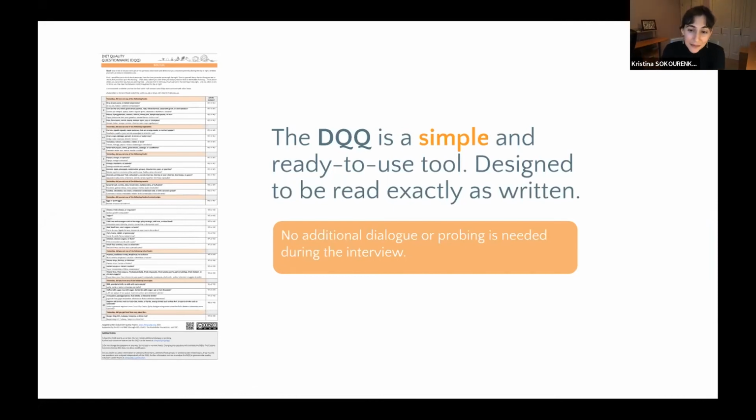You do not have to be a nutritionist. You do not have to be an expert to use it. Basically, the only instruction for using the tool is simply to read it. Just reading the questionnaire exactly as it is, how it was designed for you to use.